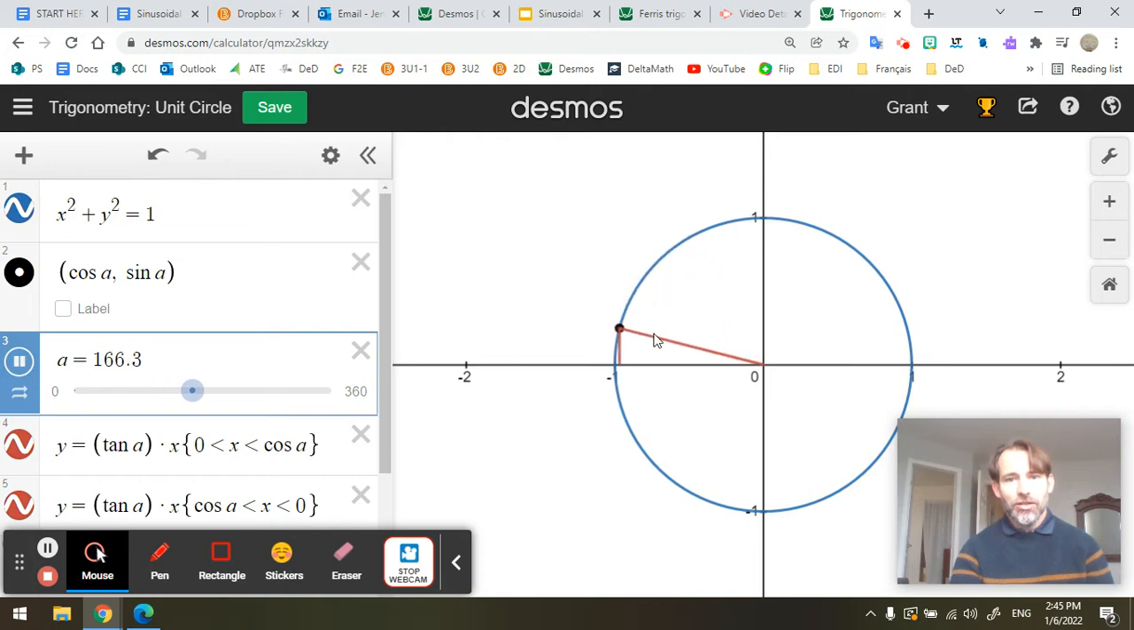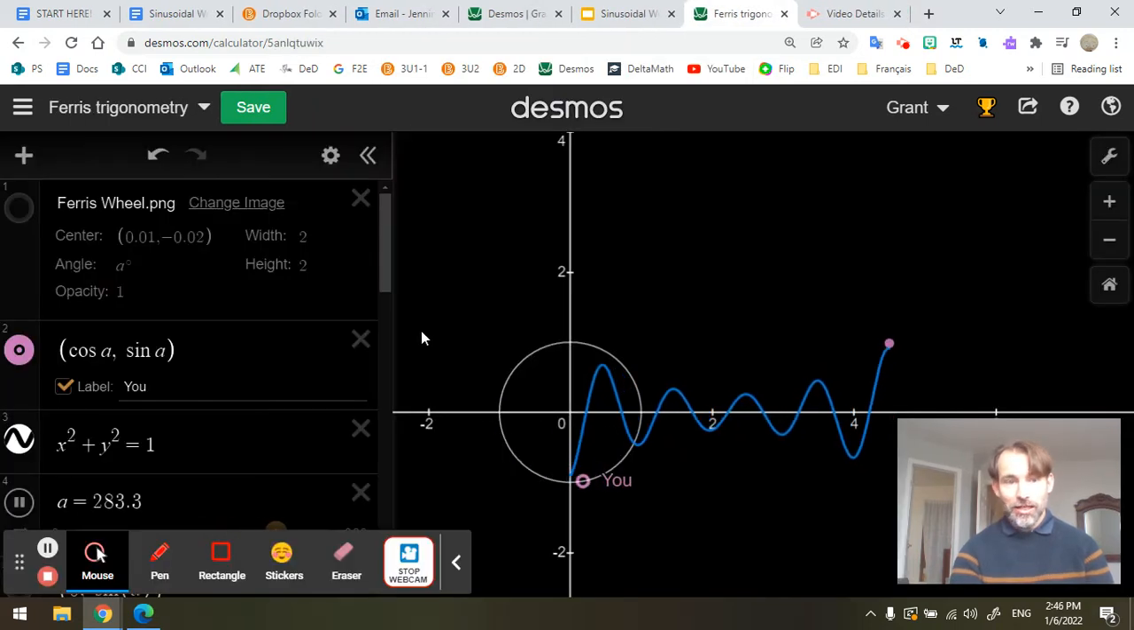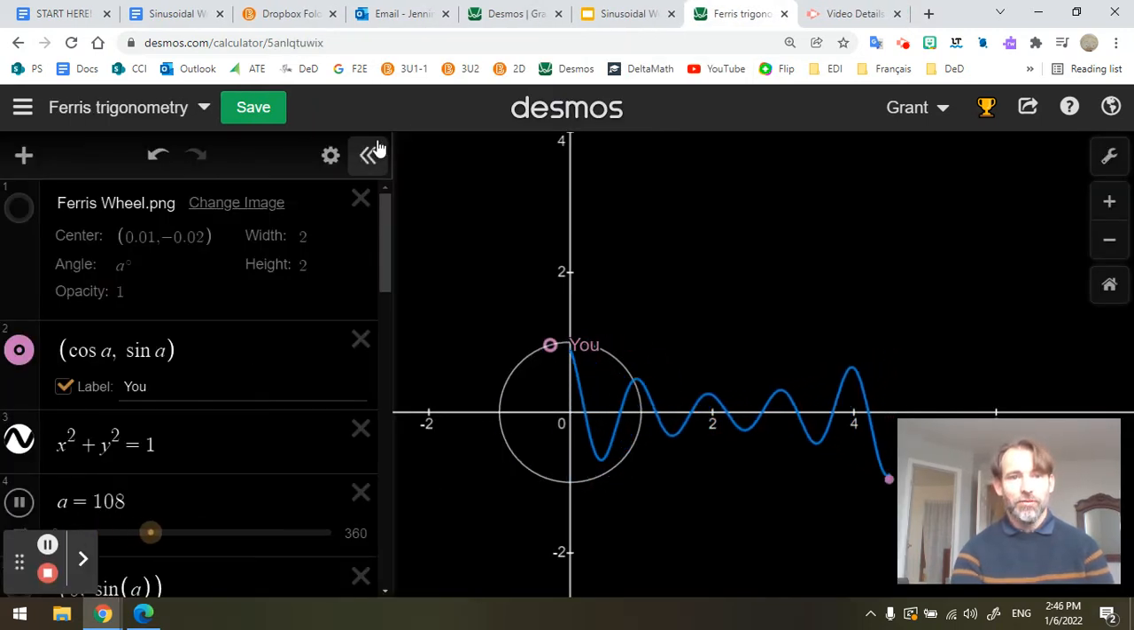See, as A changes, that's the angle A that's formed between the x-axis and this red arm here, the terminal arm. That point just keeps going around and around and around. That point given by cosine A, sine A. Okay, so that's going to connect to some of our ideas with Ferris wheels, and we're going to take a look at Ferris wheels now.